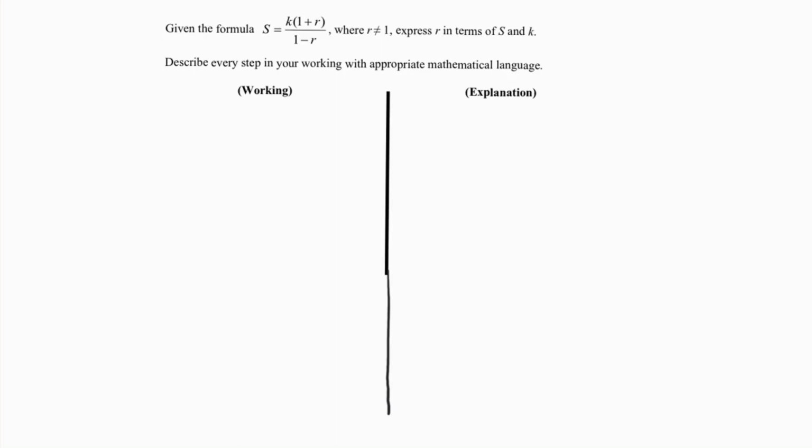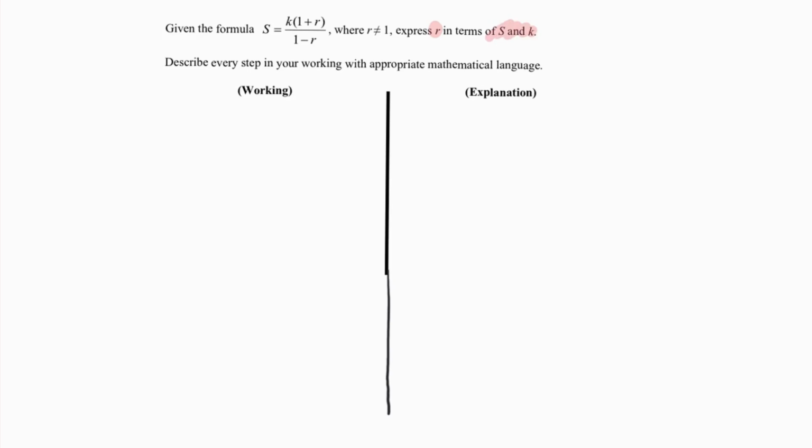Hello everyone, welcome to this video where we are given the formula S equals to K times bracket 1 plus R over 1 minus R, and we are required to express R in terms of S and K, meaning R is the subject.